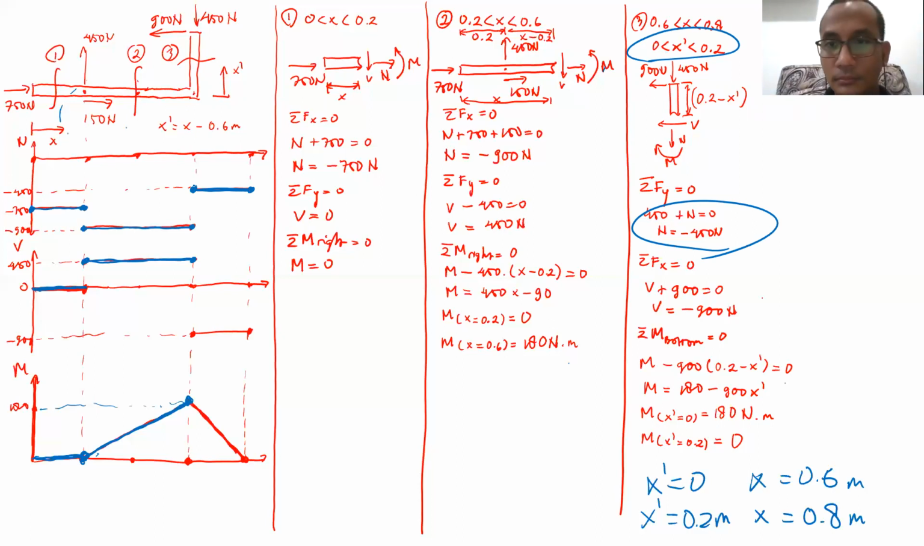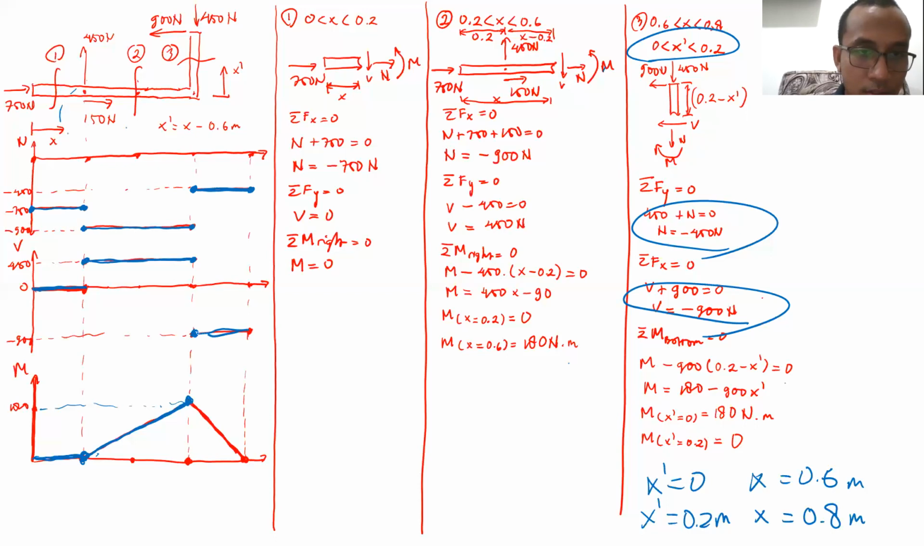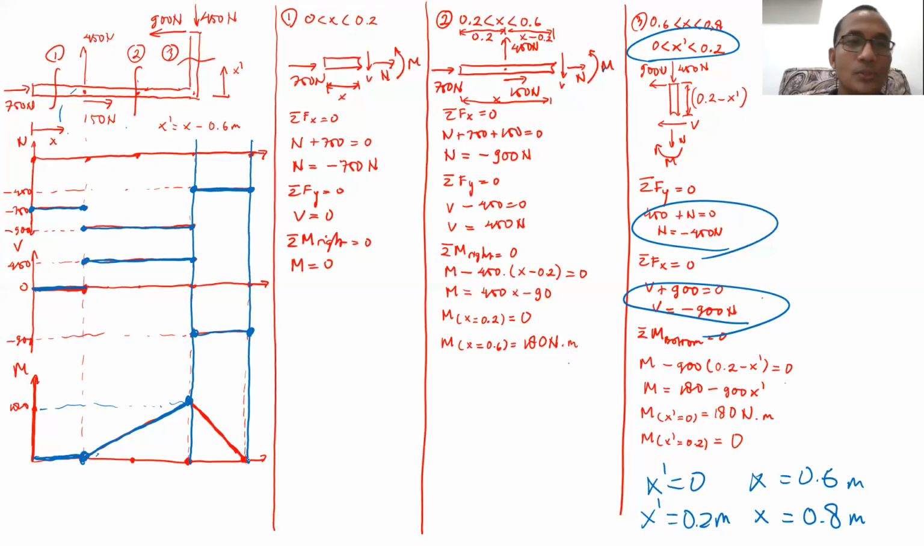Then my V value will be minus 900 from this to this, minus 900. Remember, our x-axis starts from this part. This is x-axis equal to 0. That line is showing you the x-axis equal to 0. And this particular line is showing you x-axis equal to 0.2 or x equal to 0.8 meters.